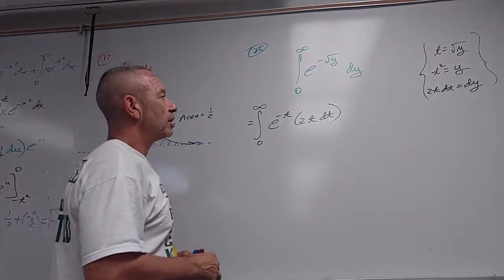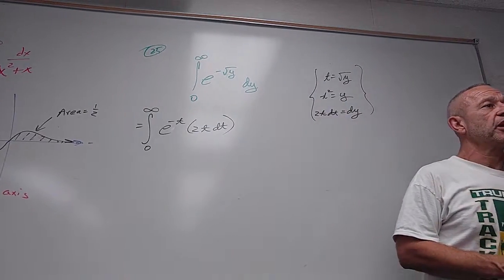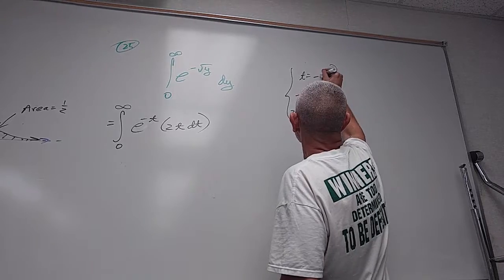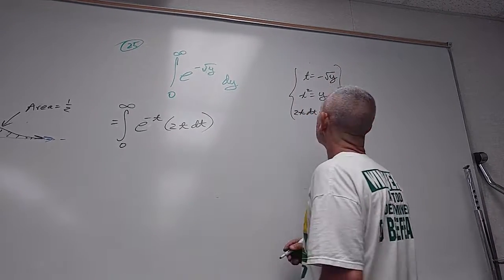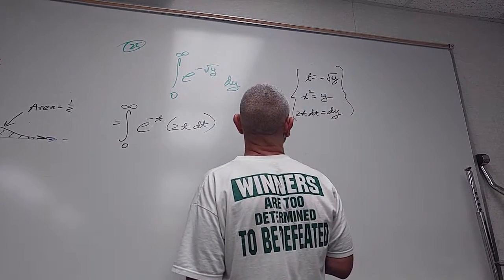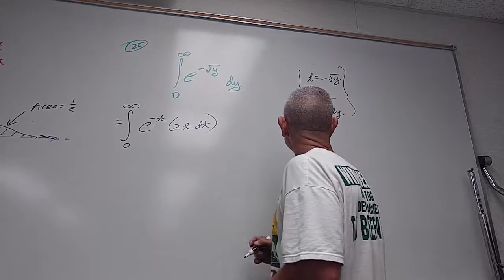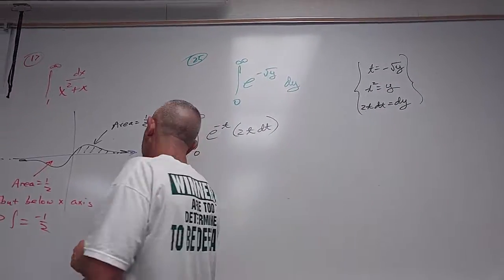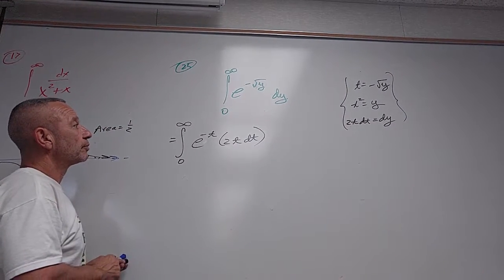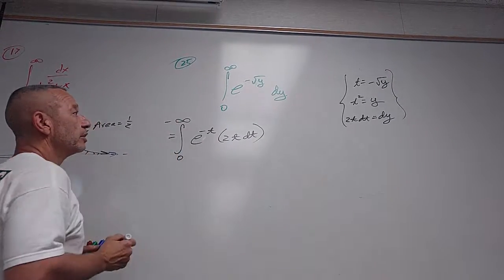Okay? So I'm going to change things just a little bit because I want this to correspond to one of those table entries so I don't actually have to integrate it. I'm going to write this as t equal minus rad y. Is that okay? In that case, I still get t squared equal y and 2t dt equal dy. But something else is going to change if I rewrite that in that fashion. The limits of integration. This is now minus infinity, isn't it?